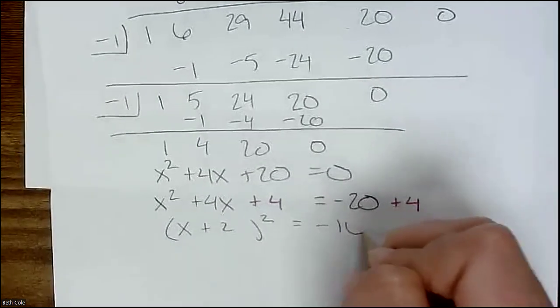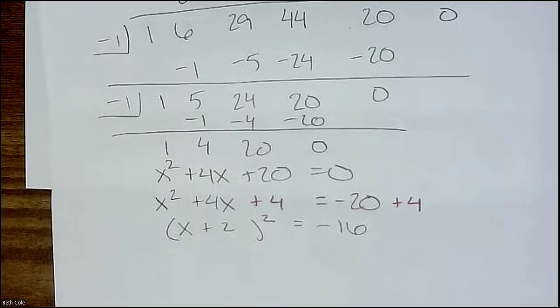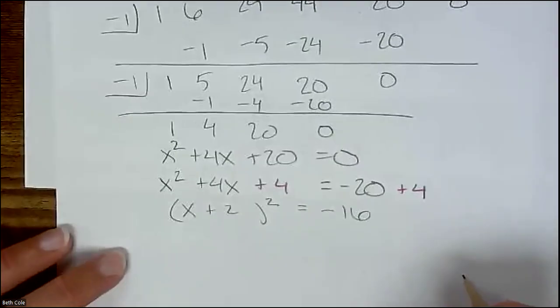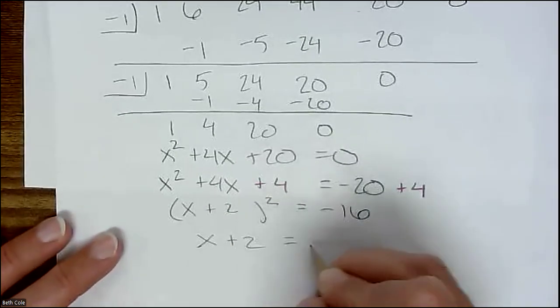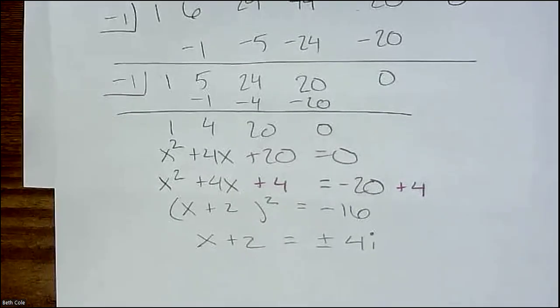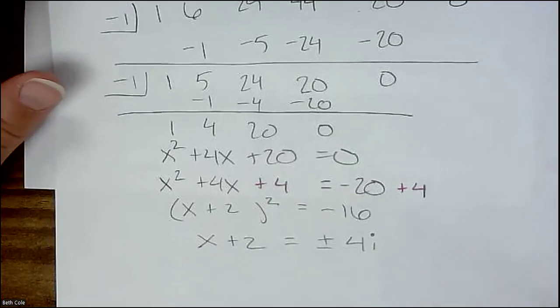So on this side, -16. Ooh, that's negative. That means our other answers are going to be imaginary. And that should make sense because they didn't show up on the graph. So when you square root, it'll be plus and minus 4i. I heard some of you say that. And then I'm going to go back up to the line here and write it on the line.